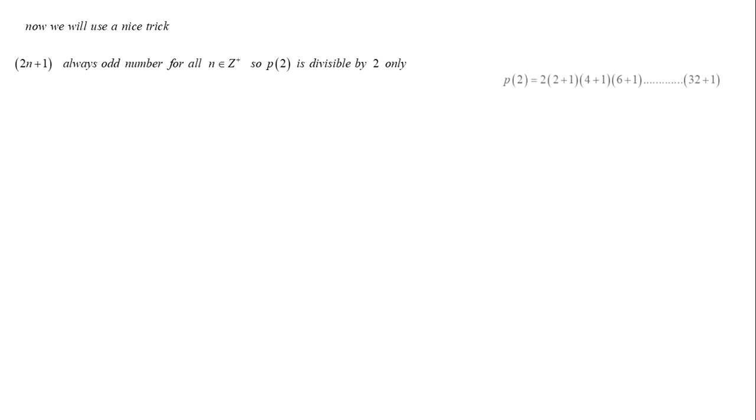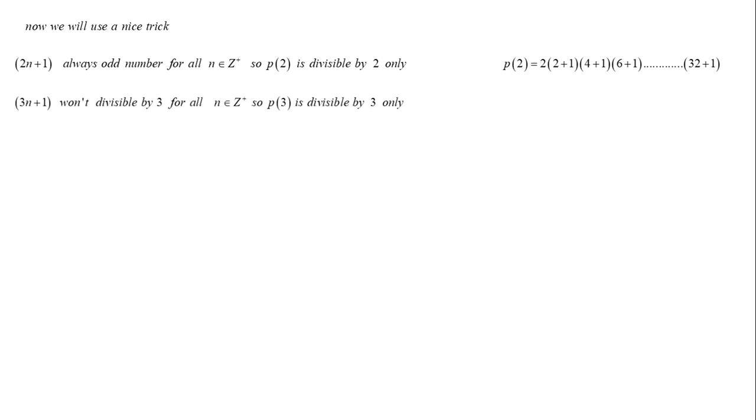Let's use a nice trick. 2n plus 1 is always an odd number for all n belonging to the positive integers. Of course, as you can see, 2n is always even, plus 1, so it will always be odd. So b2 is divisible by 2 only once. As you remember, b2 equals 2 times 3 times 5 times 7 and so on till we reach 33. The only value which is divisible by 2 is the first one, which is 2.